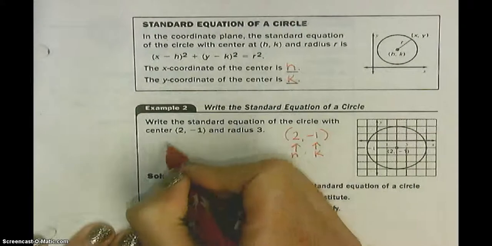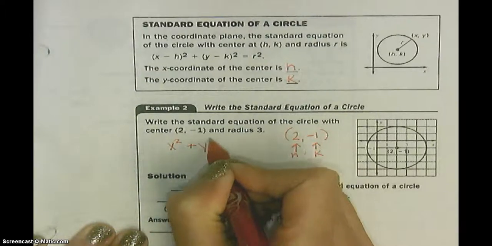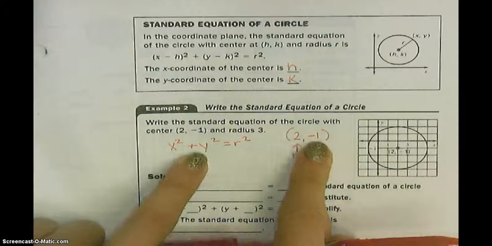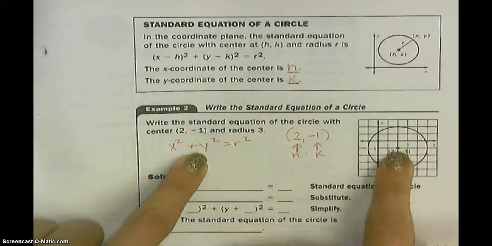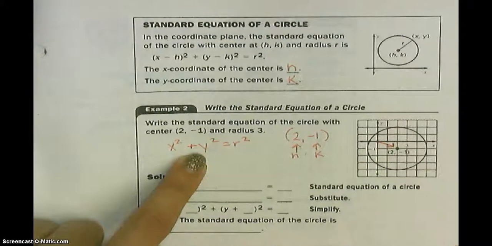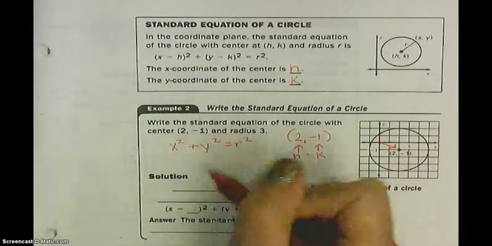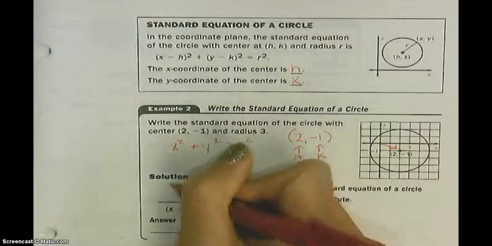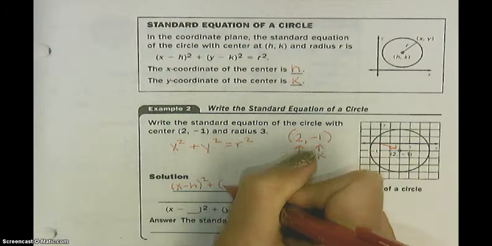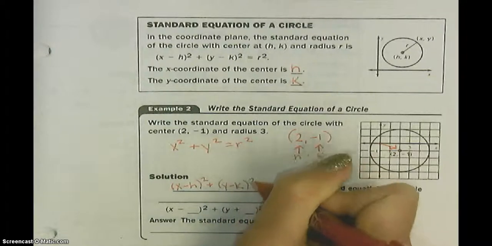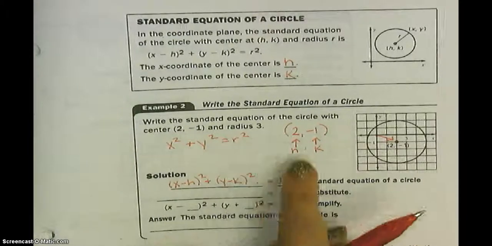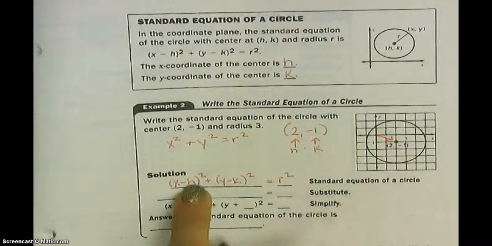Normally our equation is x squared plus y squared equals r squared. But now we have to subtract this and subtract this, since our circle has moved off of 0, 0. So I'm going to write out what we're going to fill in: x minus h squared plus y minus k squared equals r squared. So that's your standard equation of a circle. And I said we got to subtract h. We got to put h in there.